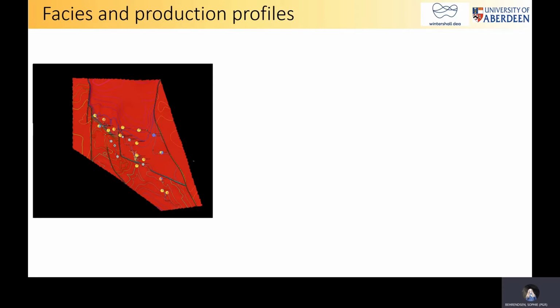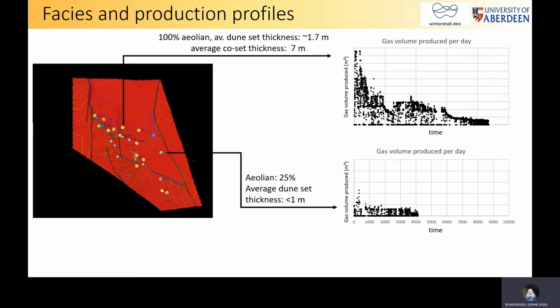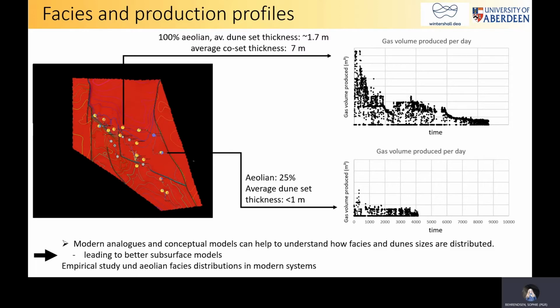This is important, however, because we can see a correlation between areas where we have a lot of thick dunes and large dunes and good permeability and production, and areas where we have thinner dunes and fewer dunes and less permeability and less good production. And so this is quite important, but very difficult to understand the distribution of the facies just from field data.